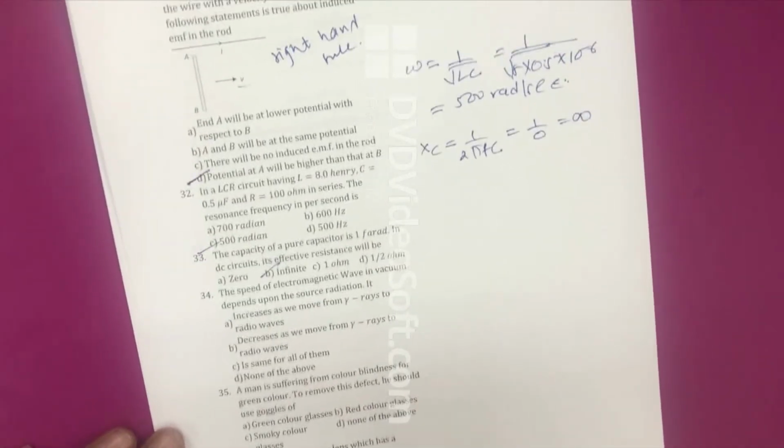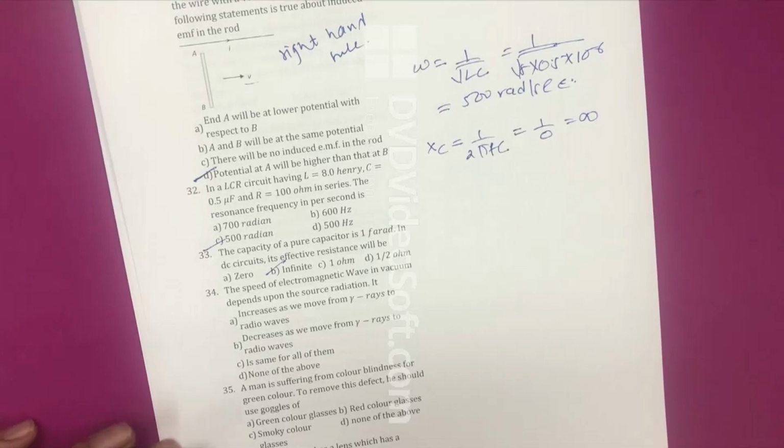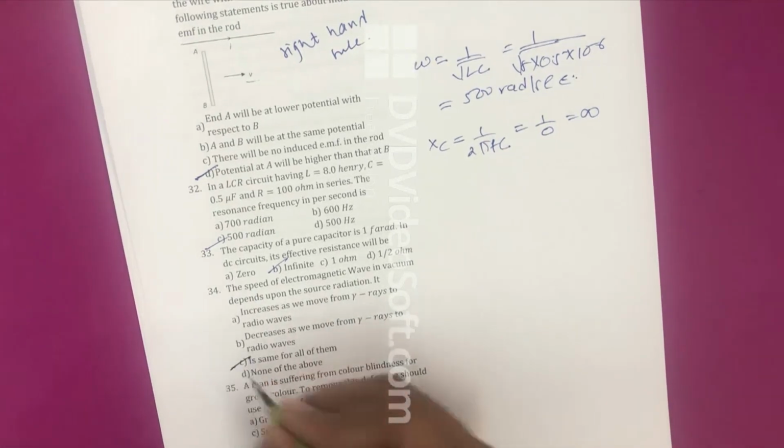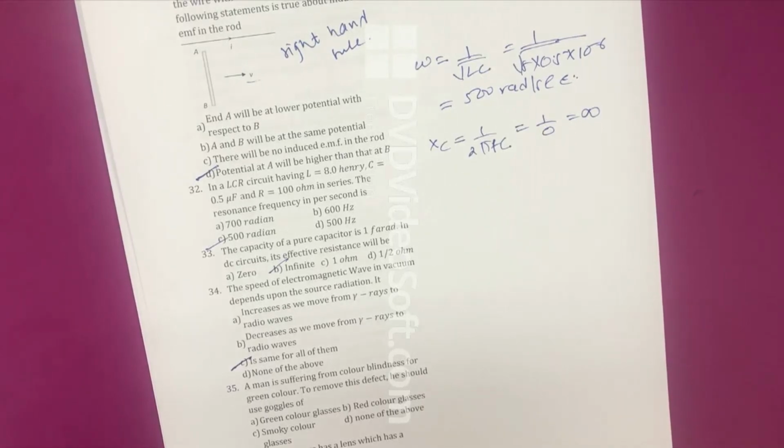Question 34. The speed of an electromagnetic wave in vacuum depends on the source of radiation. Option A, increases as we move from gamma rays to radio waves; decreases as we move from gamma rays to radio waves; is the same for all of them; or none of these. So here the correct answer would be option C. It is basically the same for all of them. The speed of electromagnetic waves in vacuum remains constant.